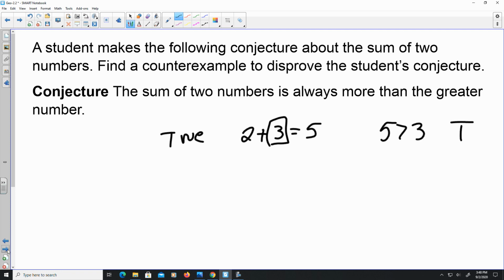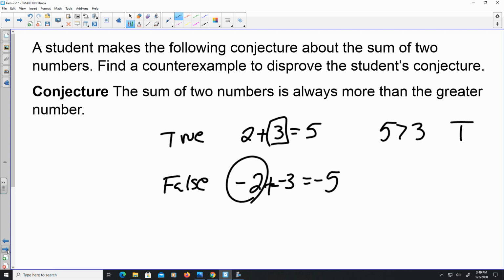statement. Now to provide a counterexample for this, which would make it false, let's say you would put something like negative 2 plus negative 3 equals negative 5. Well, the larger number between these two is negative 2, and negative 2 is larger than negative 5 in this instance, which would make this conjecture not true, so that's why we say that is false.